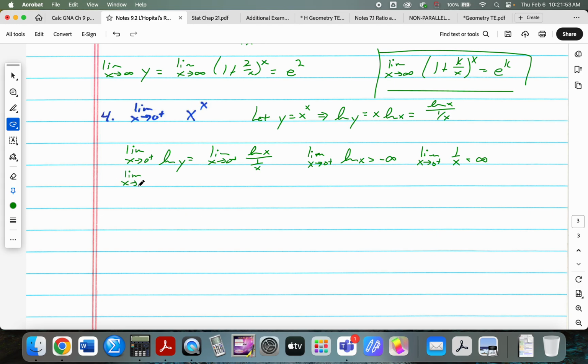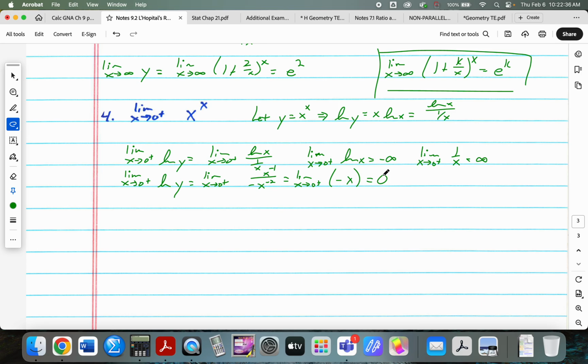We'll have the limit as x approaches 0 from the right of the natural log of y will be equal to the limit as x approaches 0 from the right of x to the negative 1 over negative x to the negative 2. Well, we can simplify that. That'll be the limit as x approaches 0 from the right of the opposite of, if I multiply top and bottom by x squared, I get x. So I do end up with 0.